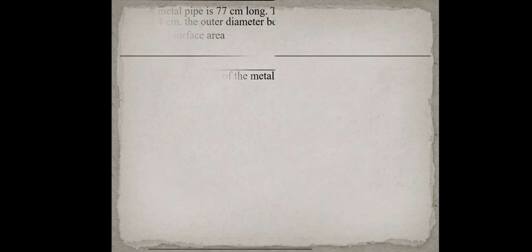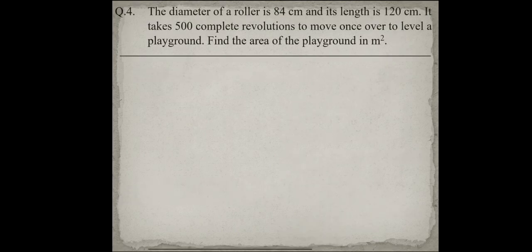Now move on to question number 4. In question number 4, the diameter of a roller is 84 centimeter and its length is 120 centimeter. It takes 500 complete revolutions to move once over to level a playground. Find the area of the playground in meter square.